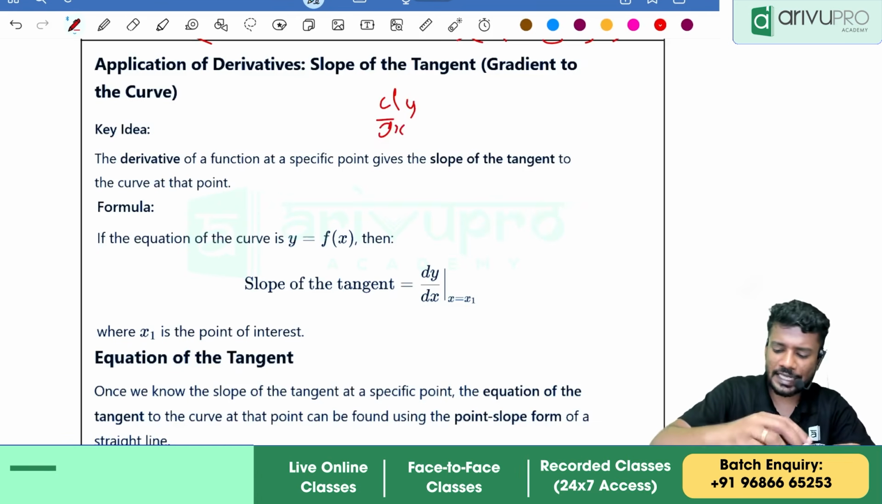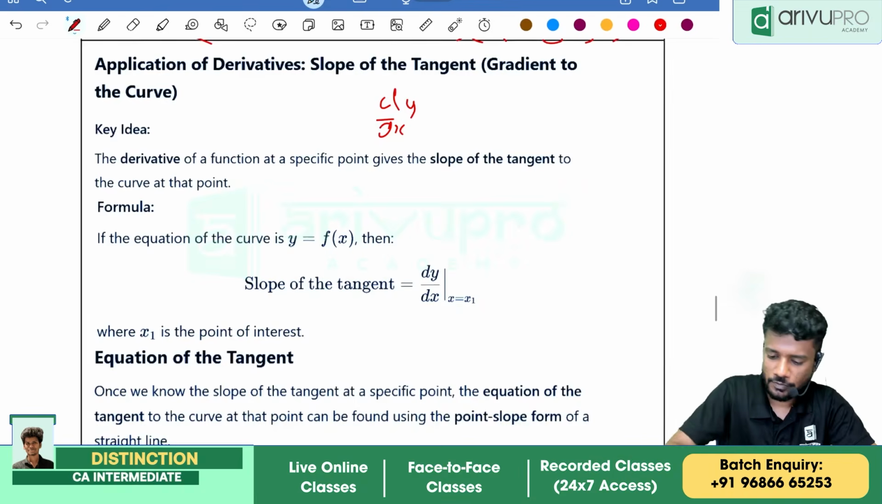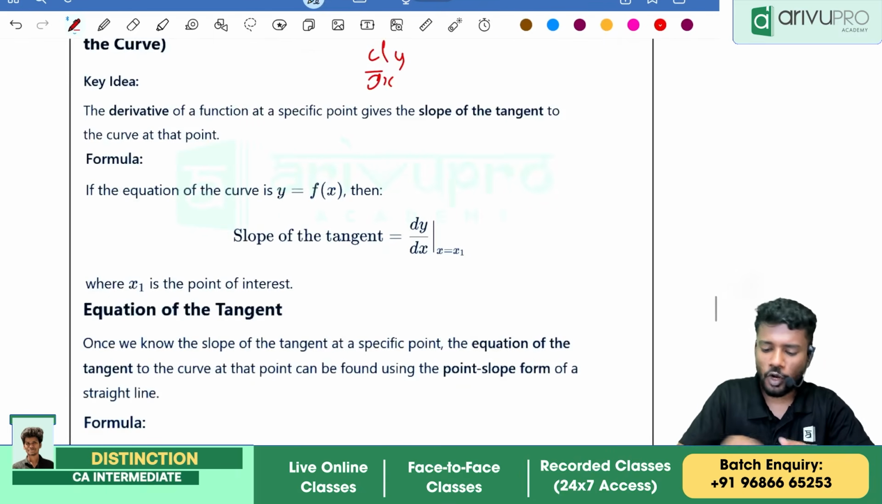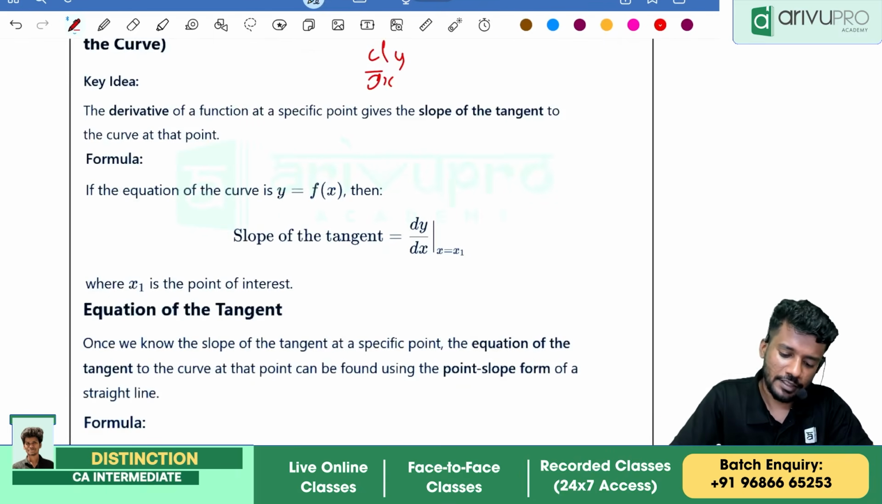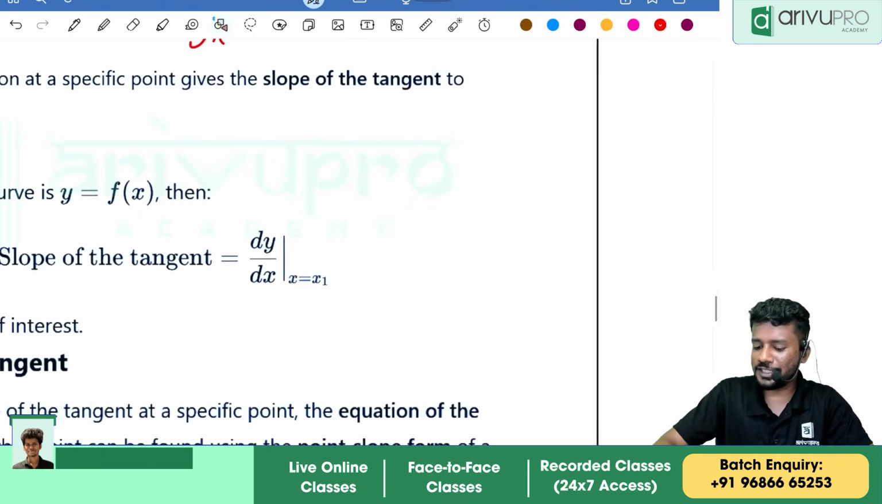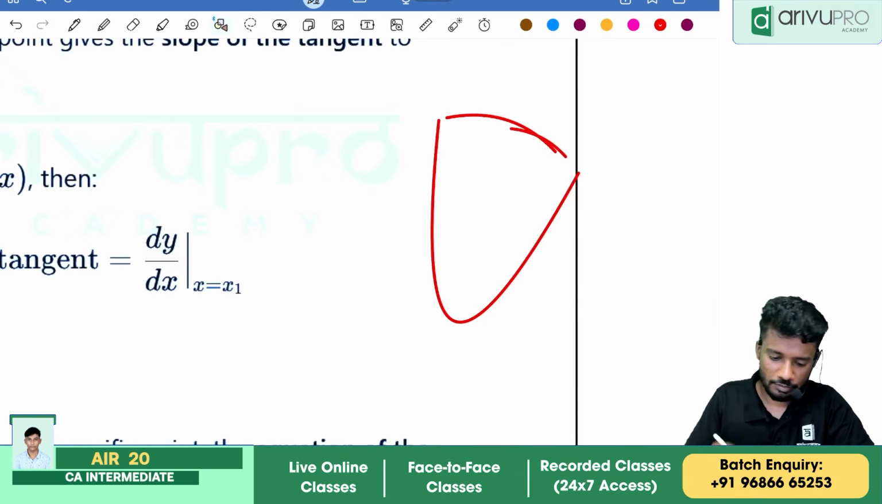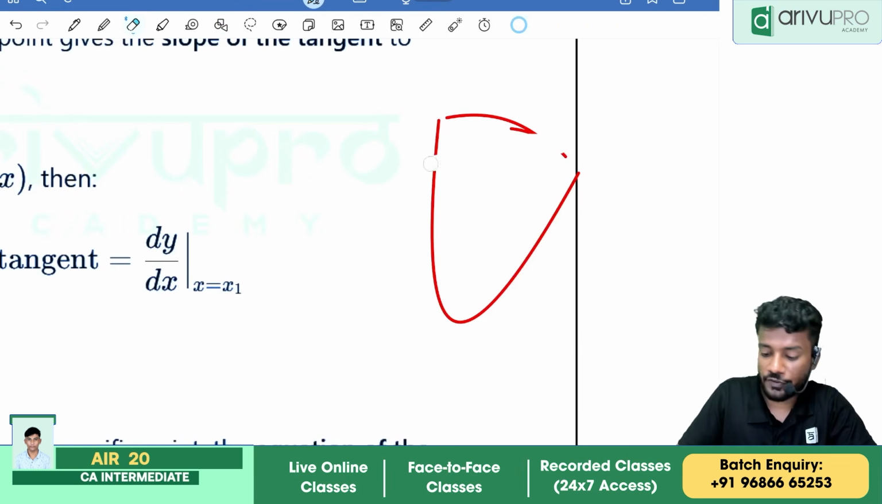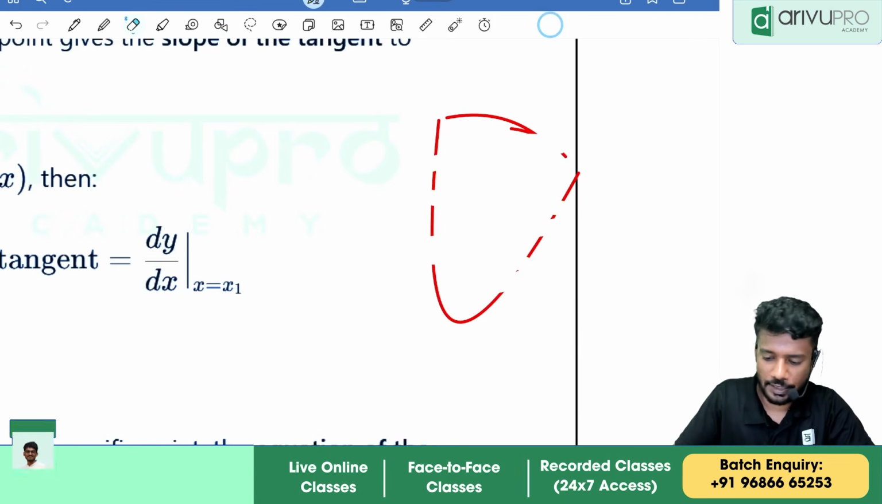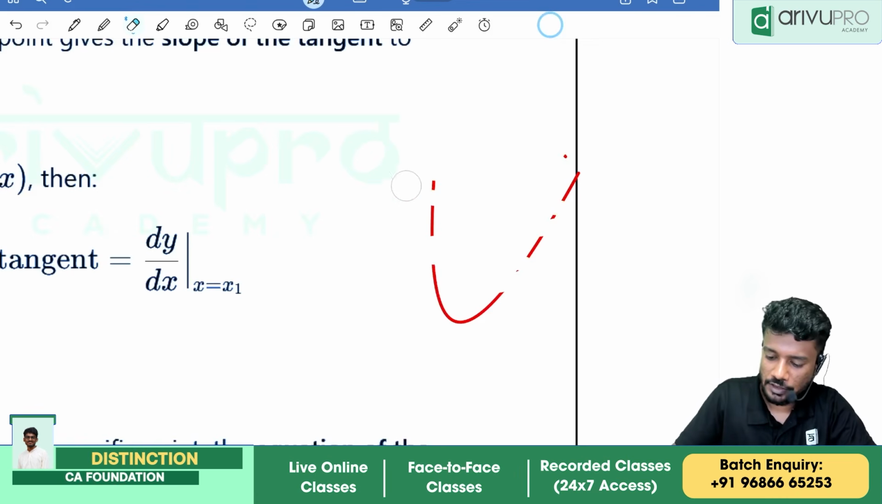What do you mean by a tangent? Tan theta? No, what is a tangent? A line passing through the circumference. Okay, very good. That's the right definition.